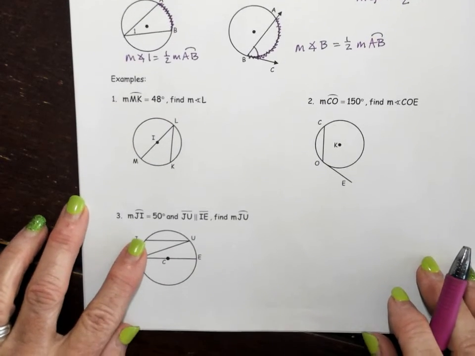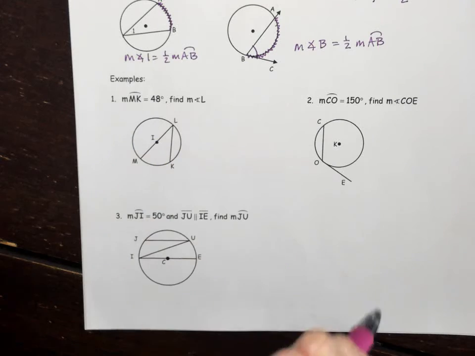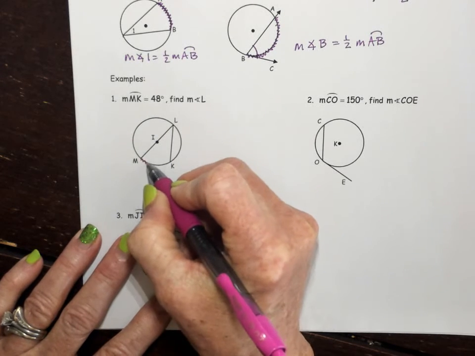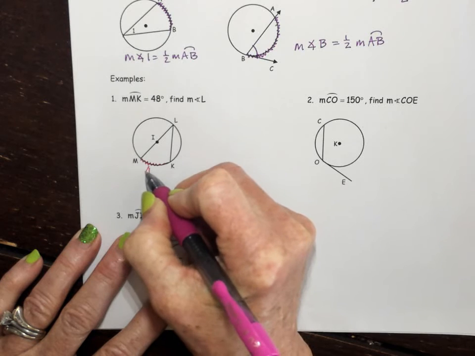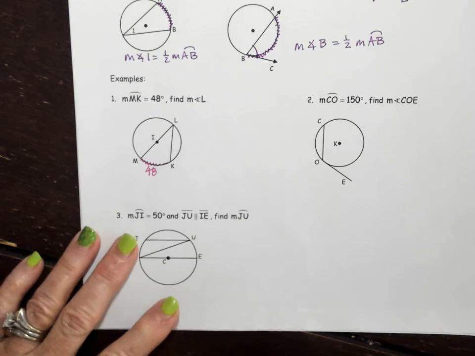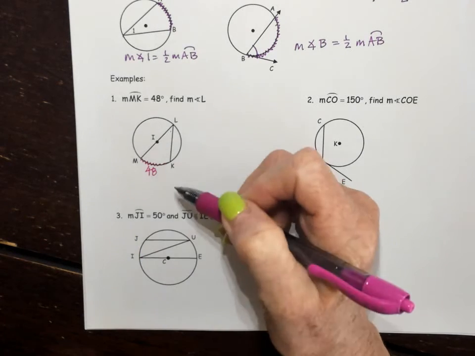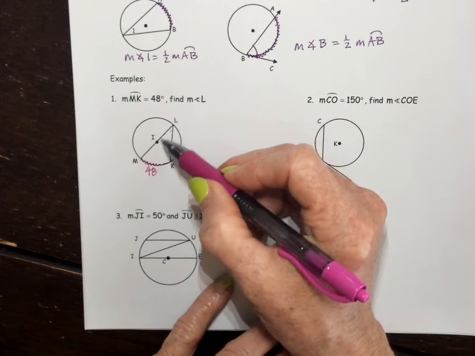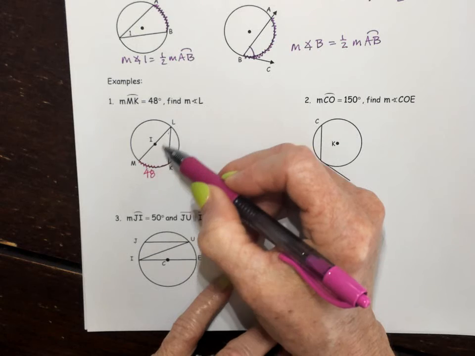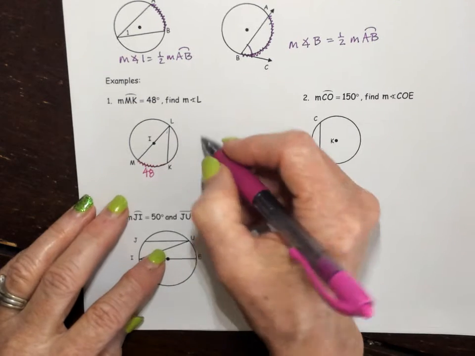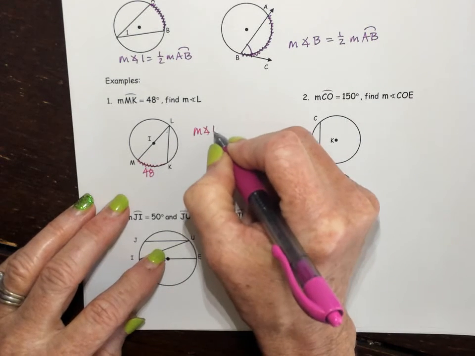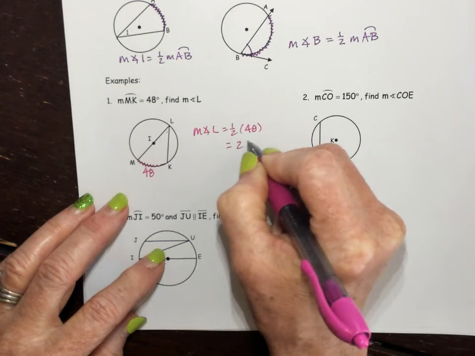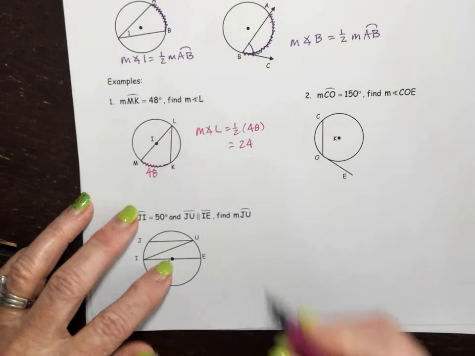We have some examples. The measure of arc MK is 48. So this arc right here, MK, is 48, and we want to find the measure of the angle. Well, the angle is 1/2 of the arc, so the measure of angle L is 1/2 of that 48, or just 24.